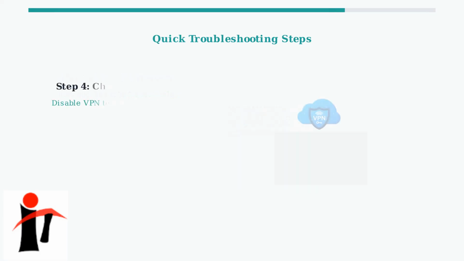Step 4. Check your network connection and VPN settings. If you're using a VPN, try disabling it temporarily. VPN adjustments resolve about 25% of cases, as some VPNs can interfere with Claude's regional detection systems.